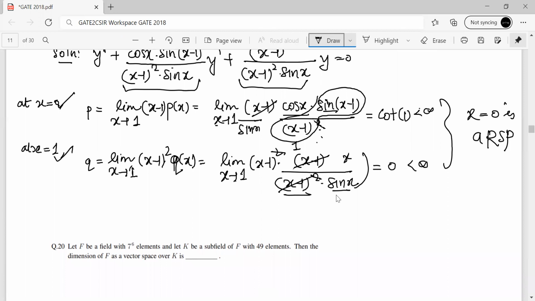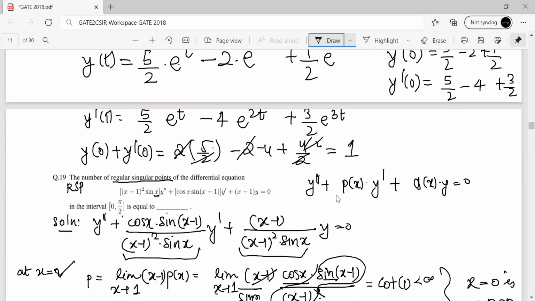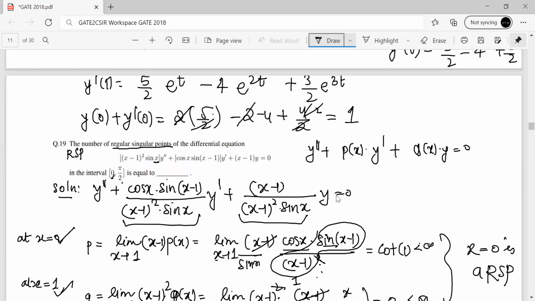So x equal to 1 is also an RSP, so 0 and 1 are RSPs. And let's check if they belong to this interval 0 to pi by 2. We have 0, and 1 is also inside, because pi by 2 is greater than 1. So 1 is inside. So there are 2 RSPs inside this.